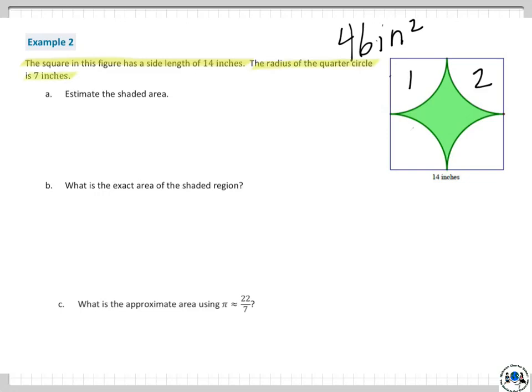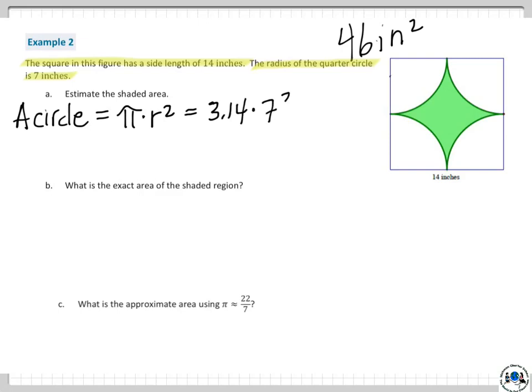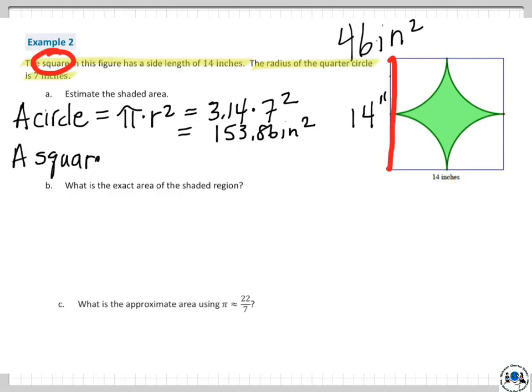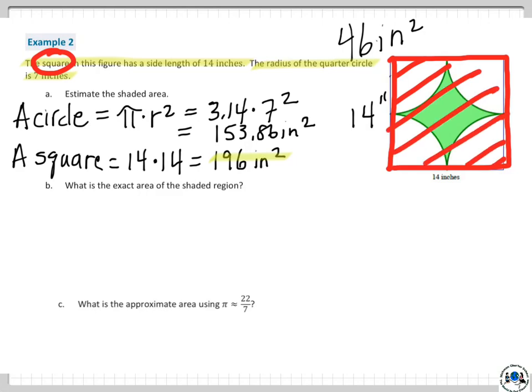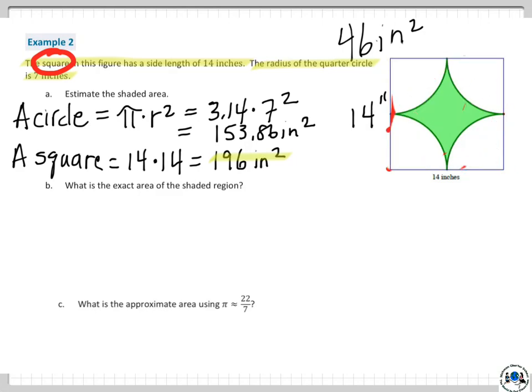If I look at that, again, one hole right there. The area of a circle equals pi times r squared. Since I know this is one whole circle, that's going to be 3.14 times 7 squared, which gives me 153.86, which is very close because I had estimated 150. And then I have a square, therefore it's 14 times 14, and that equals 196 square inches. And that is that entire part.